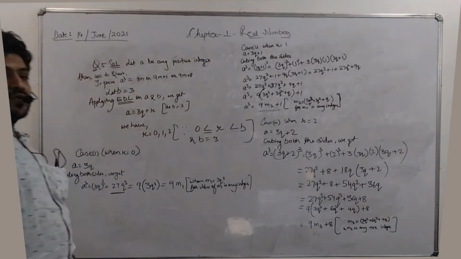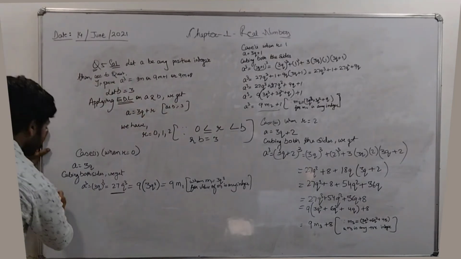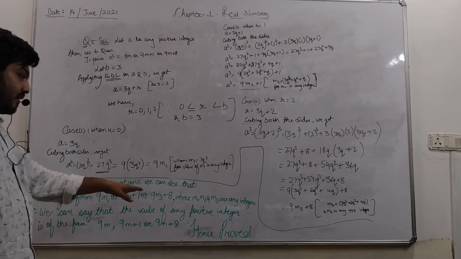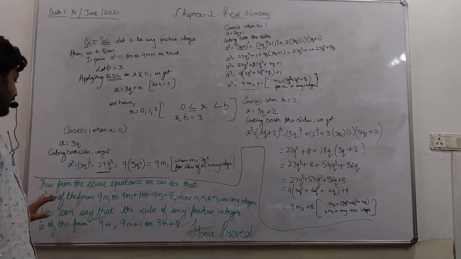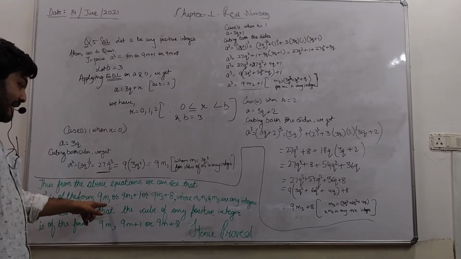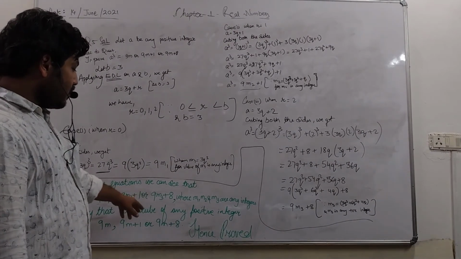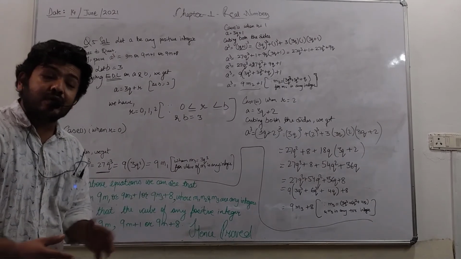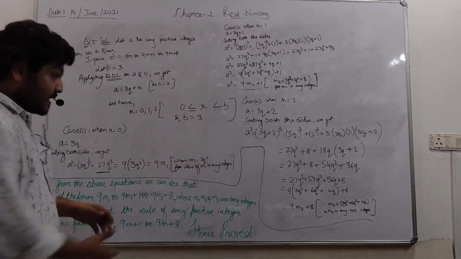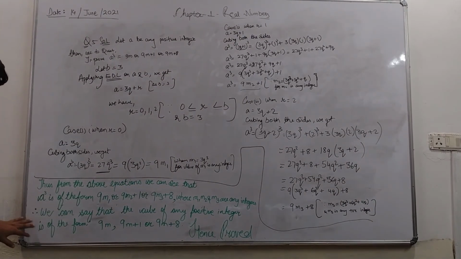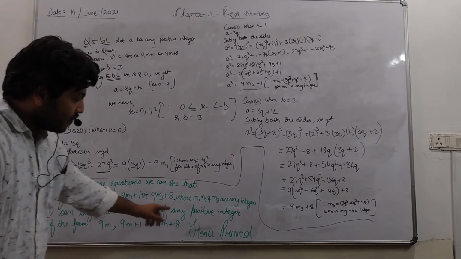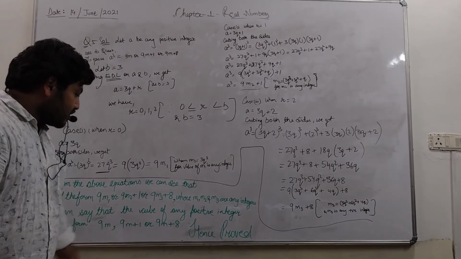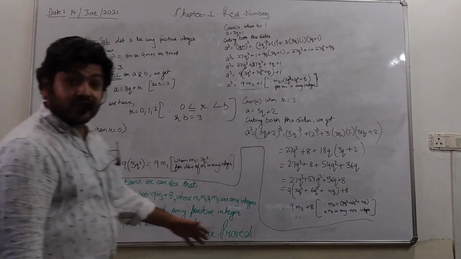Okay, so the final statement of this question: thus from the above equation we can see that a cube is of the form 9m1 or 9m2 plus 1 or 9m3 plus 8, where m1, m2 and m3 are any integers as we had already discussed. Therefore, we can say that the cube of any positive integer is of the form 9m, 9m plus 1 or 9m plus 8, hence proved.